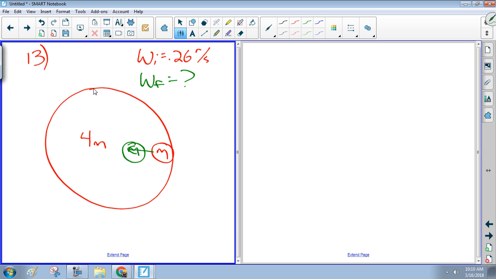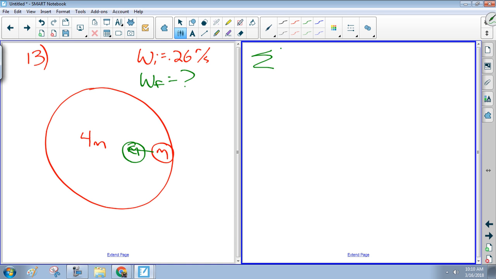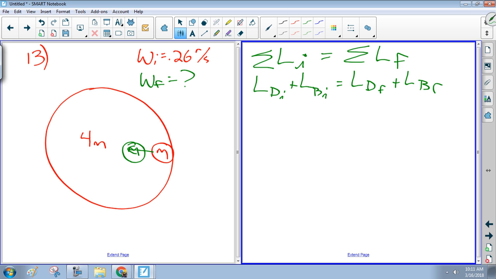So first of all, do you guys understand why it makes sense to approach this from a momentum perspective? It's the figure skater pulling their arms in, right? So what we want to say is that our total angular momentum before the bug moves has to equal the total angular momentum after the bug moves. So the angular momentum of the disk initially plus the angular momentum of the bug initially has got to equal the angular momentum of the disk final plus the angular momentum of the bug final.